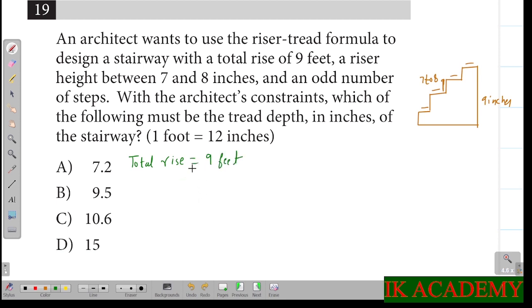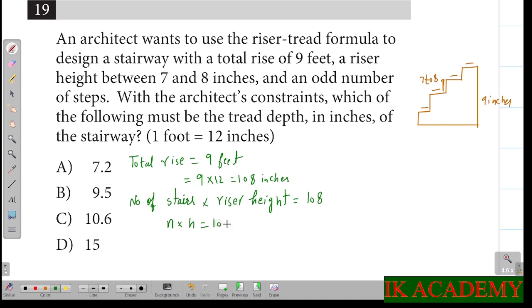So we can convert this 9 feet into inches. So 9 multiplied by 12 is equal to 108 inches. So the total height is equal to the number of stairs multiplied by the riser height. Number of stairs multiplied by riser height is equal to the total height, which is equal to 108 inches. So if I say n is the number of stairs, and h is the riser height, n multiplied by h is equal to 108.